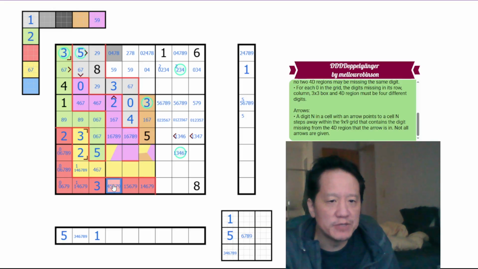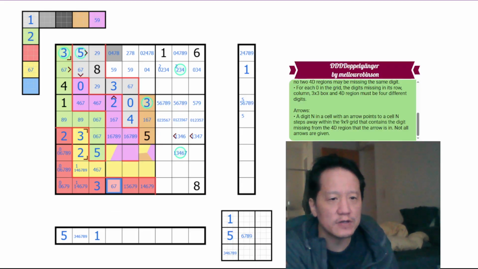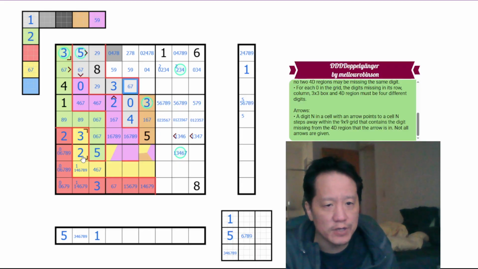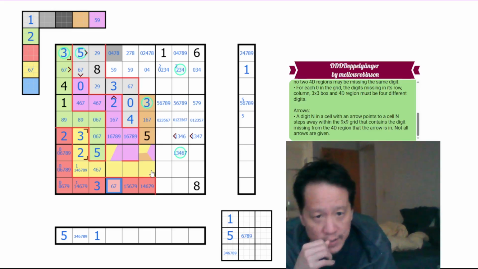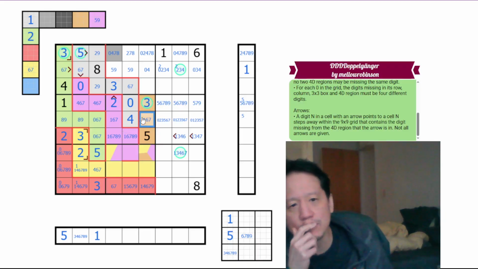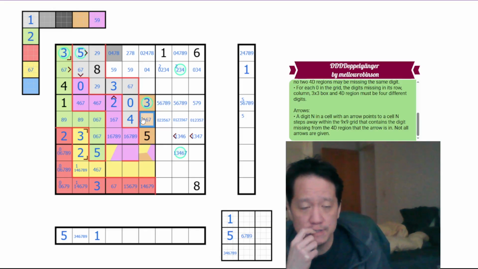Yellow, okay, must be missing 6 or 7. So we have 6 or 7 here. Because it points to the 6 or 7 here, and it points to the same 6 or 7 here. So that 6 or 7 could be in orange there, or it could be missing in the box. That's possible.